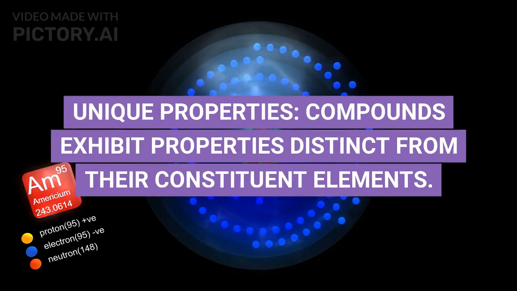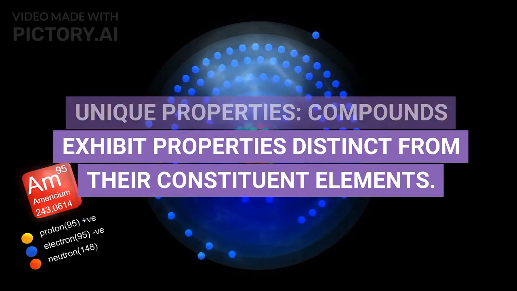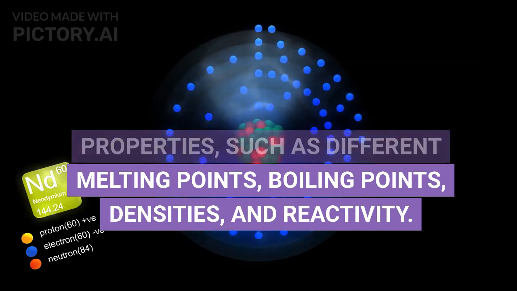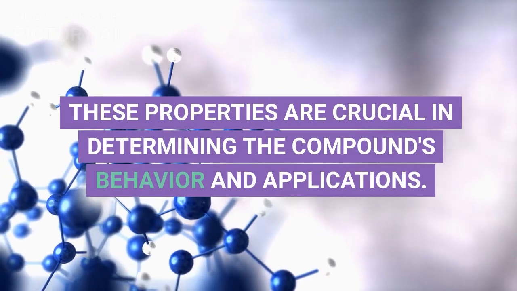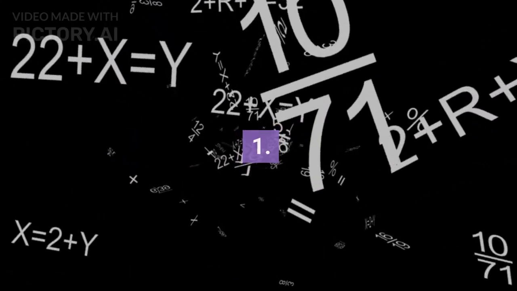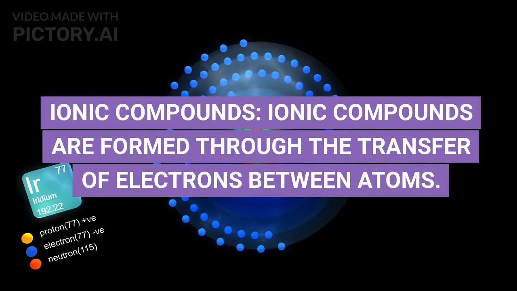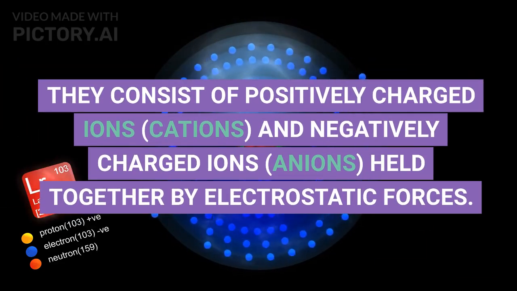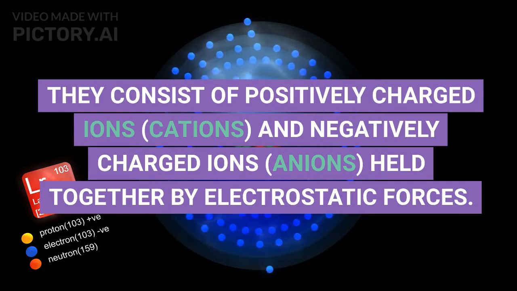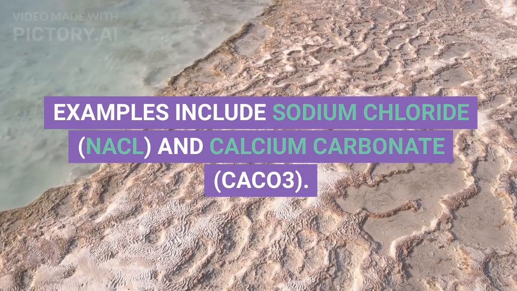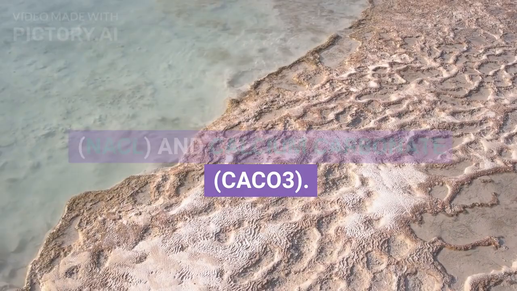3. Unique properties. Compounds exhibit properties distinct from their constituent elements. The combination of elements leads to new chemical and physical properties, such as different melting points, boiling points, densities, and reactivity. These properties are crucial in determining the compound's behavior and applications. Types of compounds. 1. Ionic compounds. Ionic compounds are formed through the transfer of electrons between atoms. They consist of positively charged ions, cations, and negatively charged ions, anions, held together by electrostatic forces. Examples include sodium chloride, NaCl, and calcium carbonate, CaCO3.